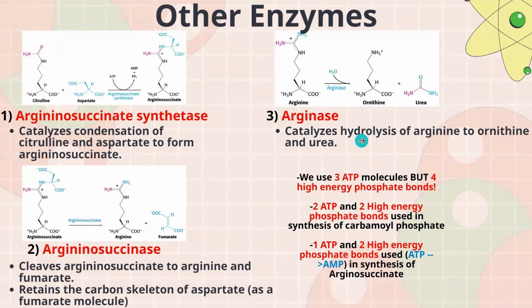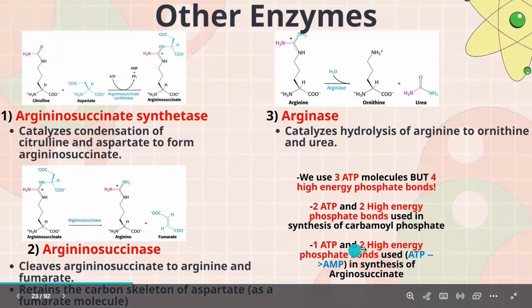Here, we're using 3 ATP molecules, but 4 high energy phosphate bonds. So we're not really just using three ATP. We're using four high energy phosphate bonds, because this is all coming together, okay? Basically, you have two ATP and two high energy phosphate bonds used in the synthesis of carbamoyl phosphate. And then you have one ATP and two high energy phosphate bonds, and this ATP is converted to AMP in the synthesis of argininosuccinate.